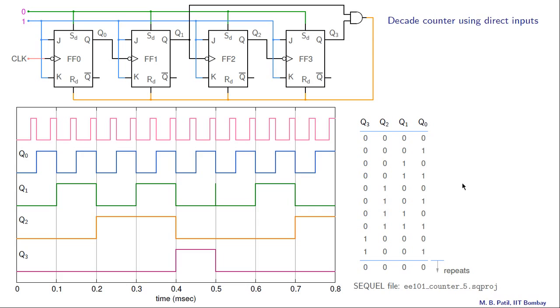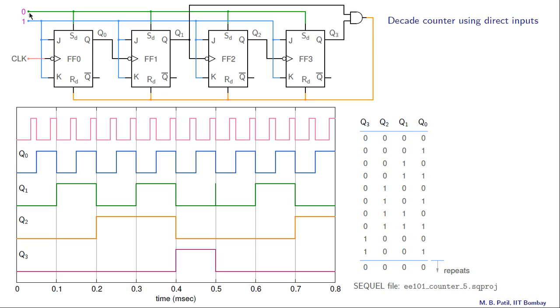Now the idea is not to allow the counter to go all the way up to 1, 1, 1, 1, but when it reaches 1, 0, 0, 1, then make sure that the next state is not 1, 0, 1, 0, but 0, 0, 0, 0. If we can do that, then we have the desired functionality. That means the counter will count from decimal 0, decimal 1 all the way up to decimal 9 and then back to 0. And that is what we want to achieve with the SD and RD inputs. So let us now look at the connections.